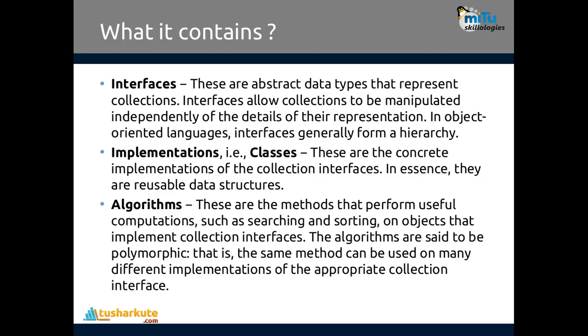Okay, so what does it actually contain? There are three common and basic things that the collection framework contains: first, interfaces, second, classes, and third, algorithms. Interfaces are the abstract data types that represent the collections. Interfaces allow collections to be manipulated independently of the details of their representation. In object-oriented languages, interfaces generally form a hierarchy.